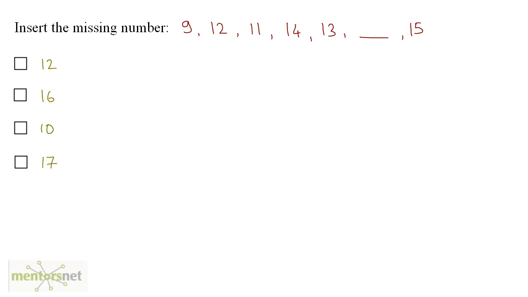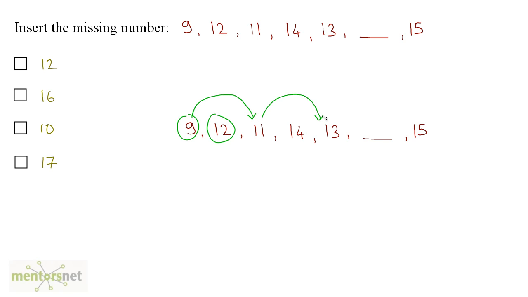Insert the missing number in this sequence. Well, there are two series getting followed in this sequence. One is the one that starts with 9, goes to 11, then 13, and then 15, right? So 9 plus 2 is 11, plus 2 is 13, and plus 2 is 15, isn't it?